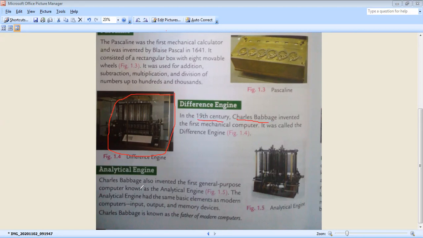Analytical engine. Charles Babbage also invented the first general purpose computer, known as the analytical engine, which is shown in this figure. The analytical engine had the same basic elements as a modern computer: input, output, and memory devices. Therefore, Charles Babbage is known as the father of the modern computer. So this is very important. Who is the father of the modern computer? That is Charles Babbage.